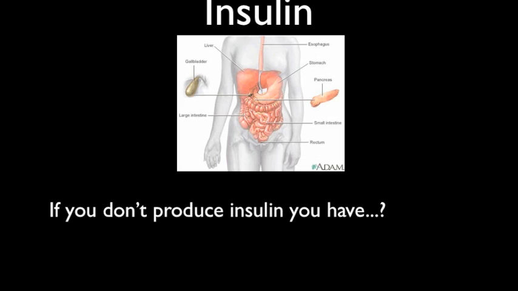Another hormone that you guys may have heard of is insulin. If you don't produce enough insulin, you have a disease, and that is known as type 1 diabetes. You may also be familiar with type 2 diabetes, but in type 2 diabetes, the person does produce insulin, their body has just become insensitive to it as a function of a poor diet. Insulin is produced by the pancreas.